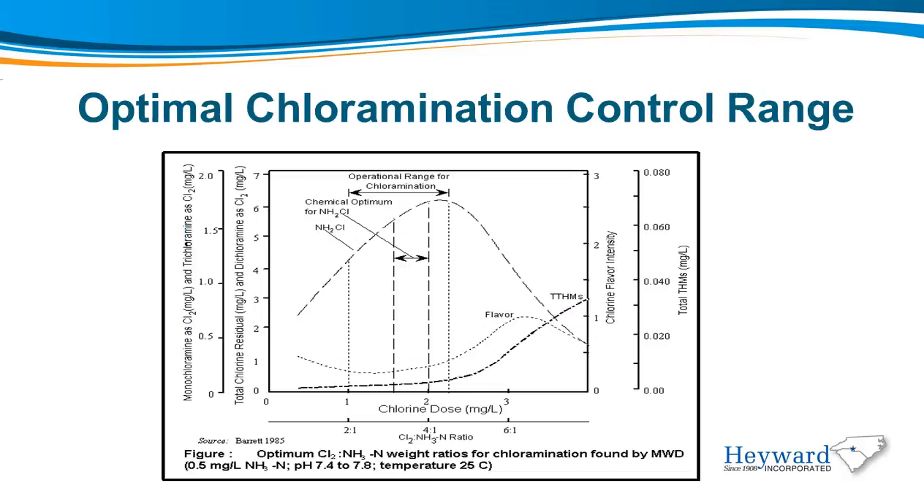This graph represents the optimal control range of monochloramine when comparing it to the formation of flavor and total trihalomethane. The upper dashed line is the monochloramine concentration. As monochloramine concentration reaches the maximum, there is very little free ammonia in the sample. As the monochloramine concentration moves past the maximum, additional dosed chlorine decomposes the monochloramine into di- and trichloramine, which have strong taste and odor as indicated with the increase in the flavor line.